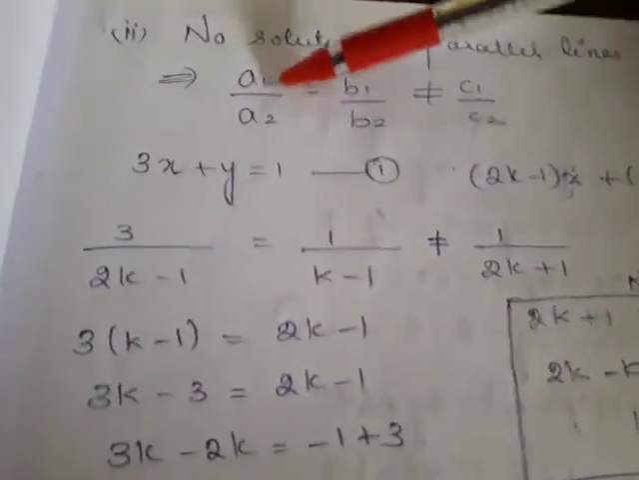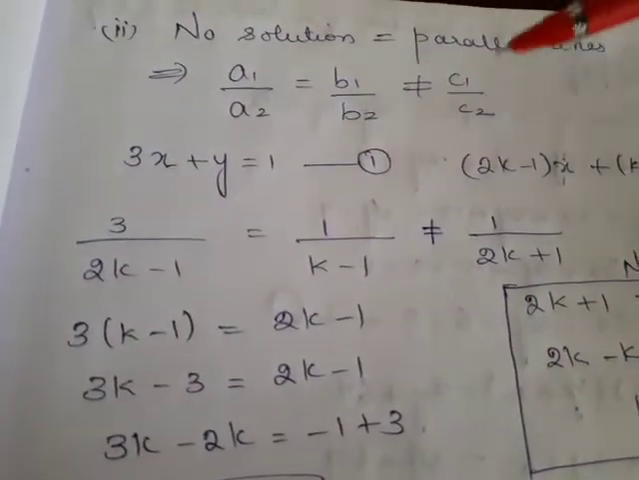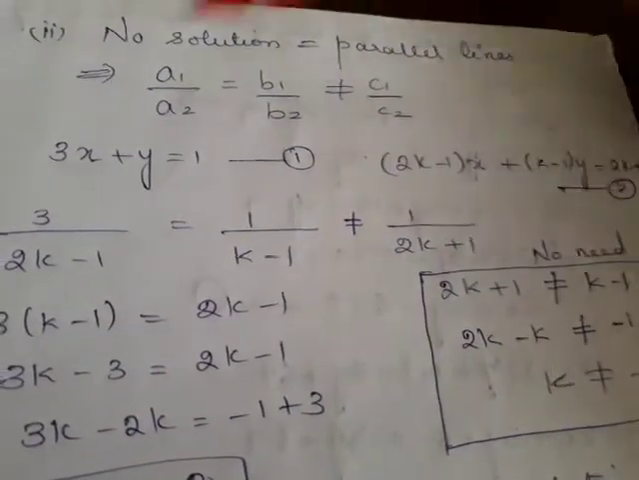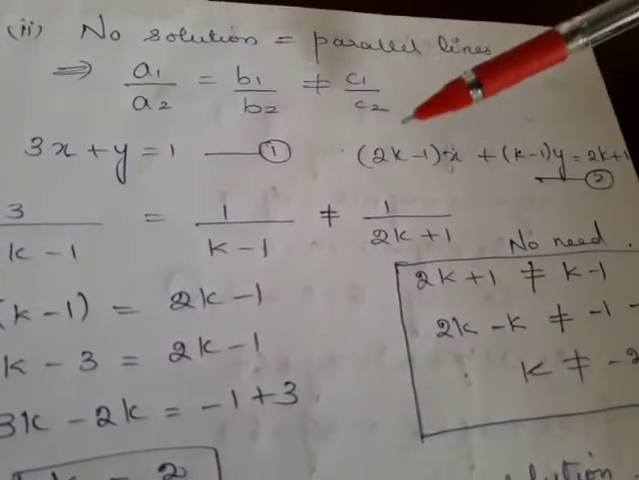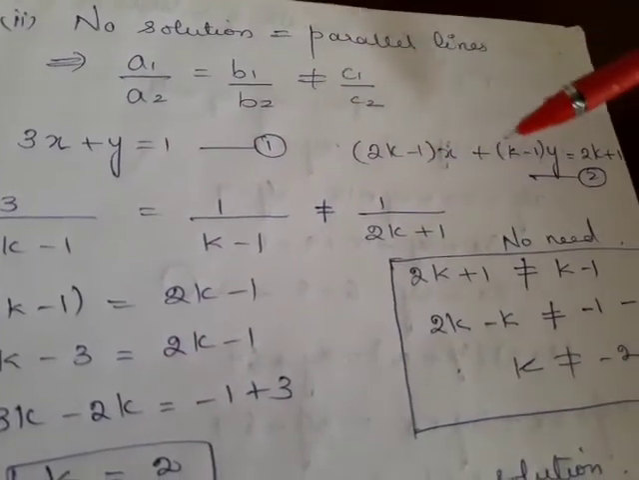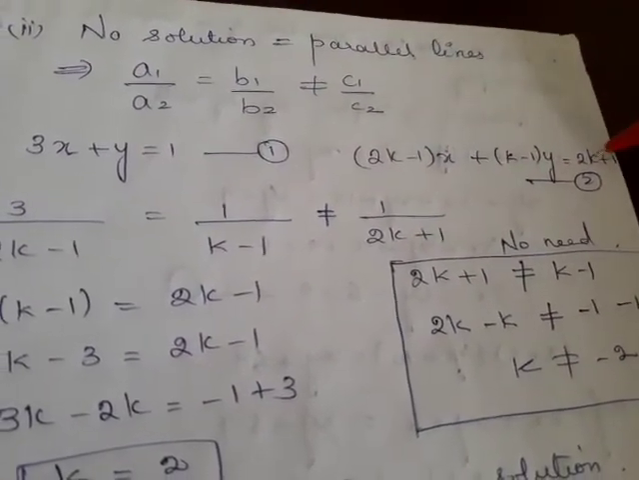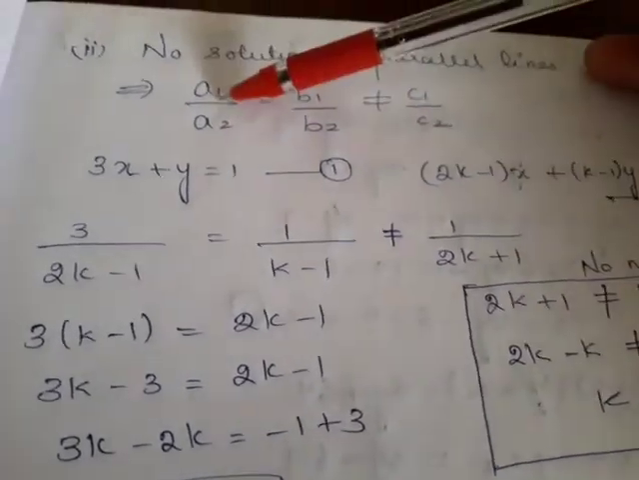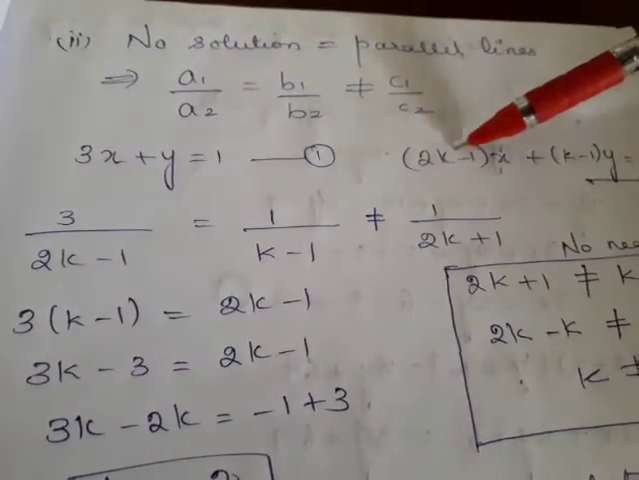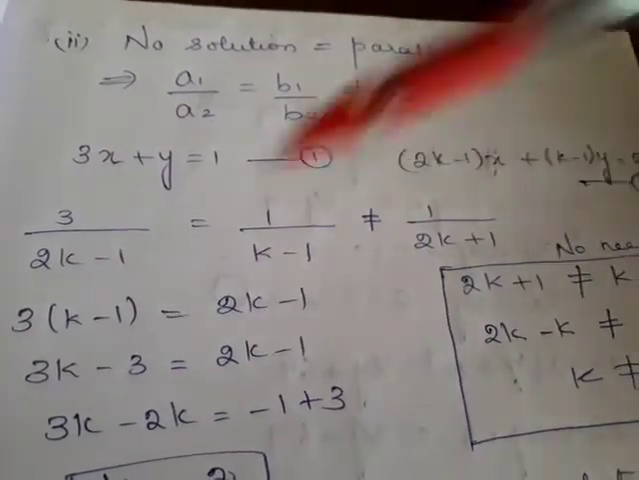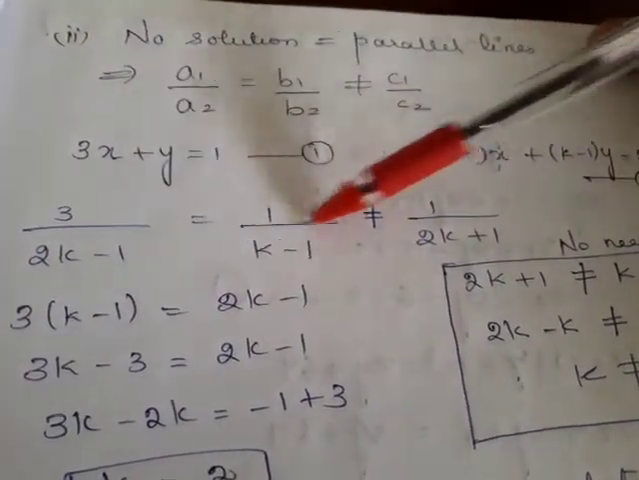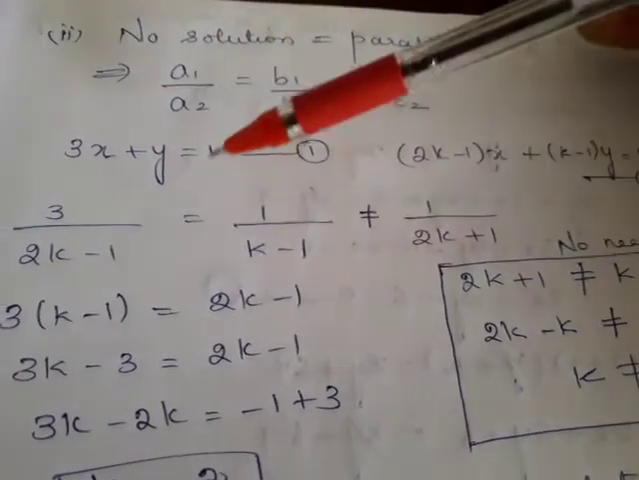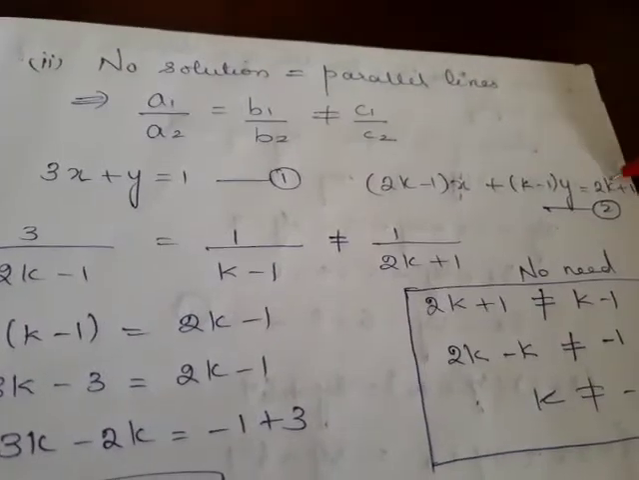See, a1 by a2 is equal to b1 by b2, which is not equal to c1 by c2. Now write both the equations. 3x plus y equals 1, and (2k minus 1) into x plus (k minus 1) into y equals 2k plus 1, right? Now substitute here. a1 is the coefficient of x, 3, divided by 2k minus 1, which is equal to 1 divided by k minus 1, which is not equal to 1 divided by 2k plus 1.